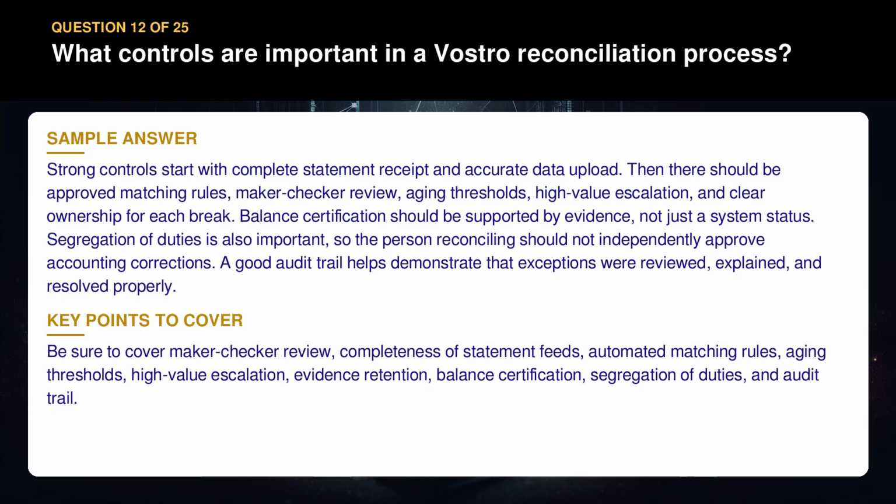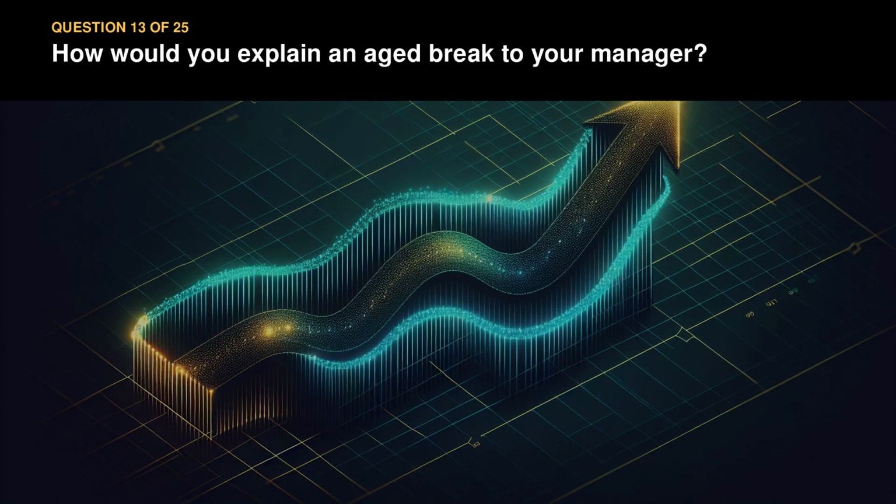Be sure to cover maker-checker review, completeness of statement feeds, automated matching rules, aging thresholds, high-value escalation, evidence retention, balance certification, segregation of duties, and audit trail. Question 13. How would you explain an aged break to your manager?